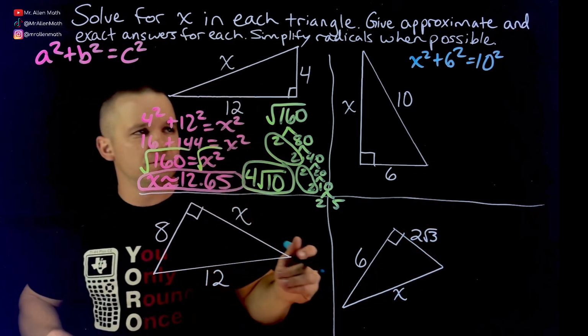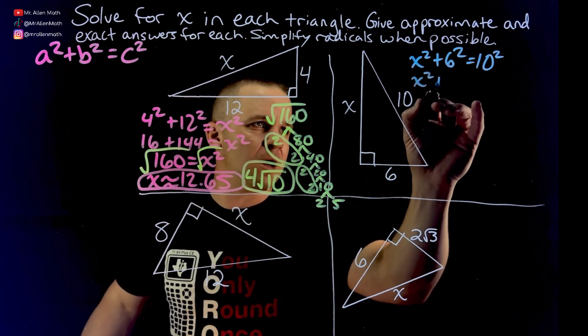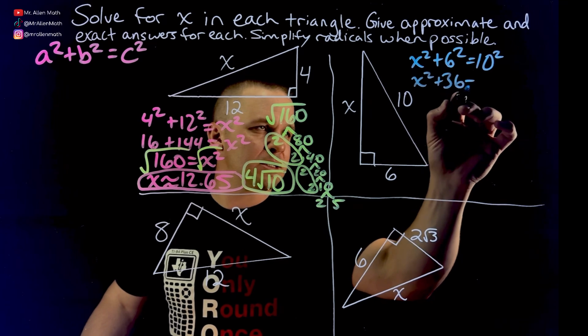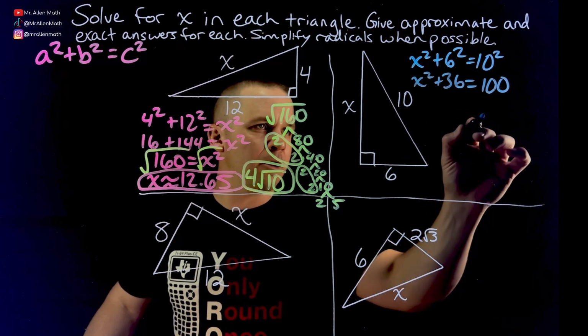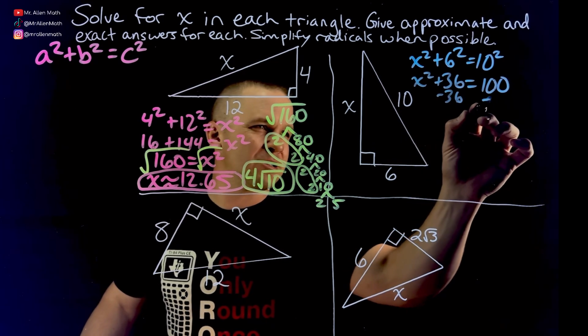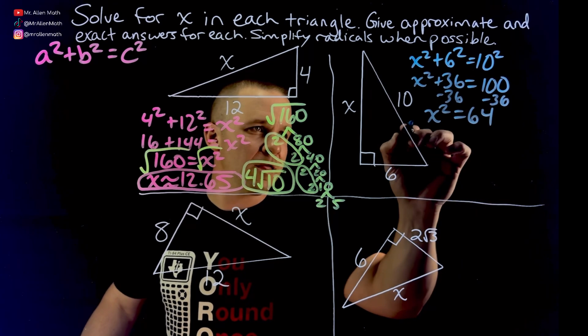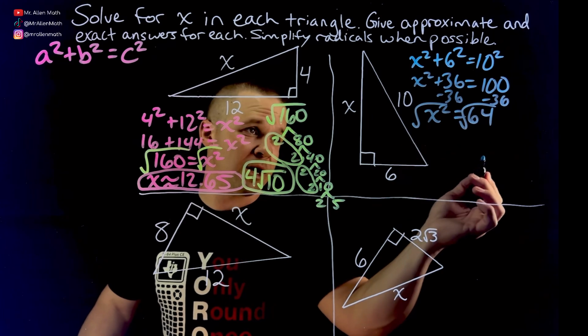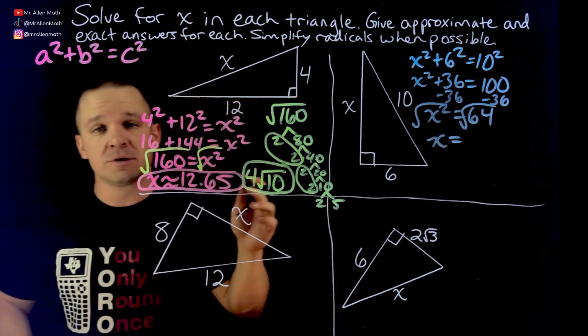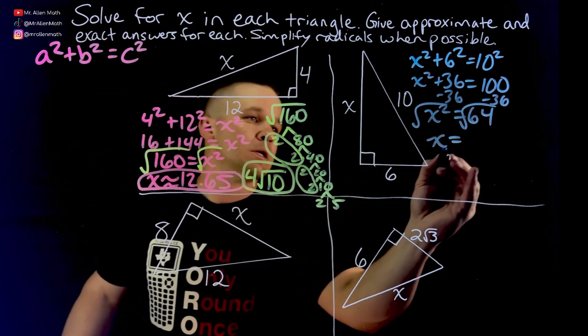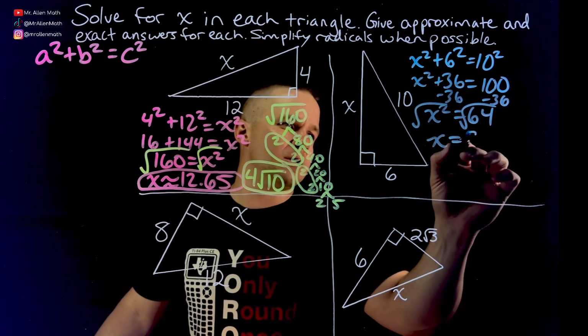And now I'm going to evaluate the numbers. 6 squared is 36. 10 squared is 100. And then I'll subtract 36. So I got to do a little algebra here, a little solving. No big deal. We get 64. And then I'll square root on both sides to get x by itself. That's how I undo something squared, is I square root. And square root of 64 is 8.